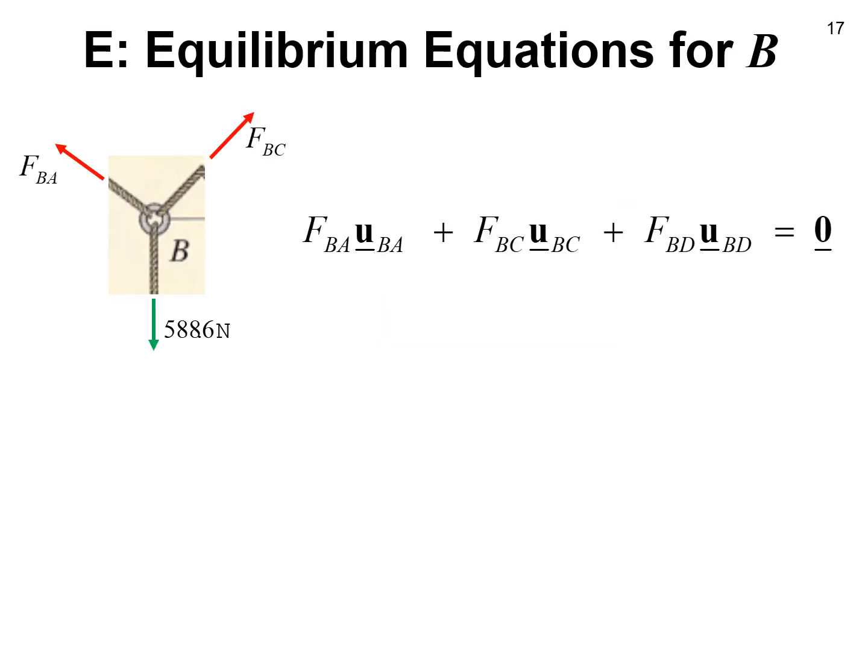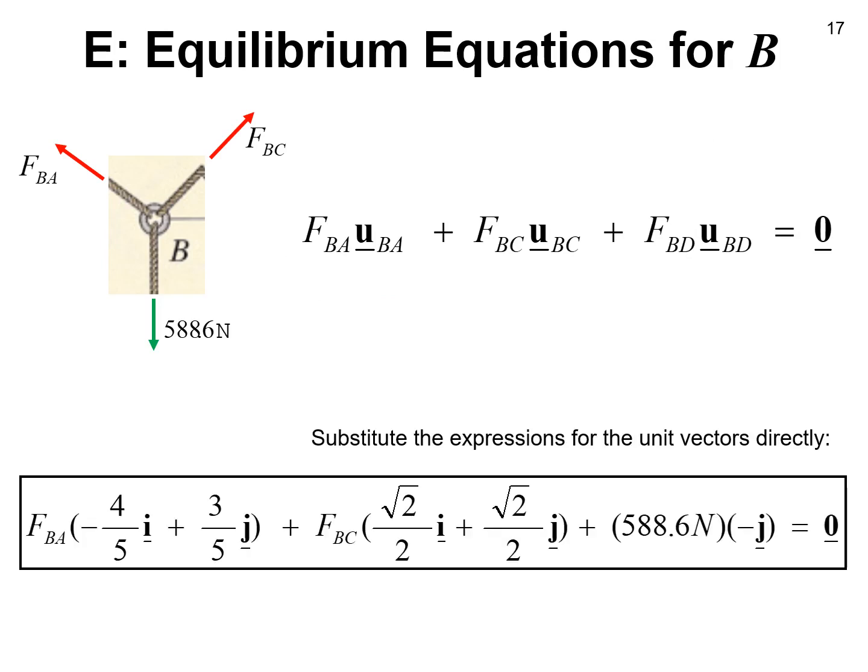Okay, so given that this is our equilibrium equation, and we know the unit vectors, I'm going to substitute each unit vector for the expression we had in the previous slide. And so therefore I have FBA times negative 4/5 i plus 3/5 j, plus FBC times square root of 2 over 2 i plus square root of 2 over 2 j, and then plus 588.6 newtons times the negative j vector, that all equals the 0 vector.